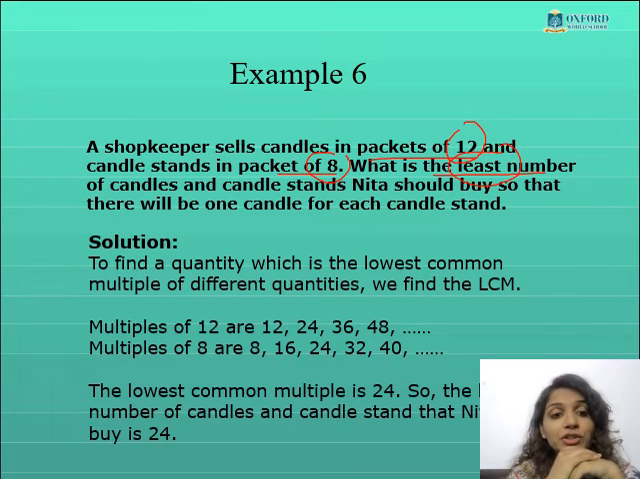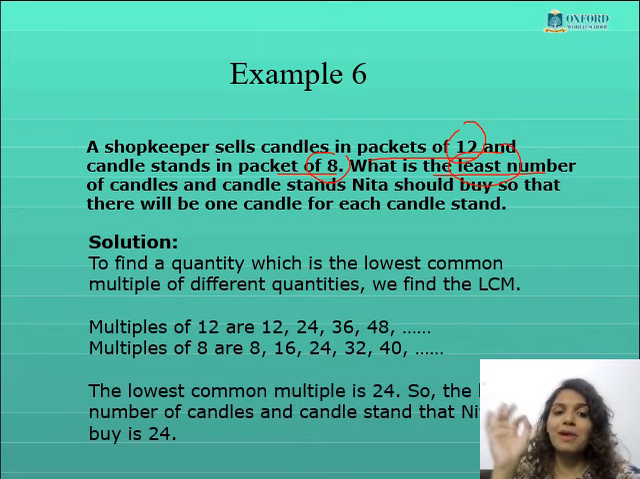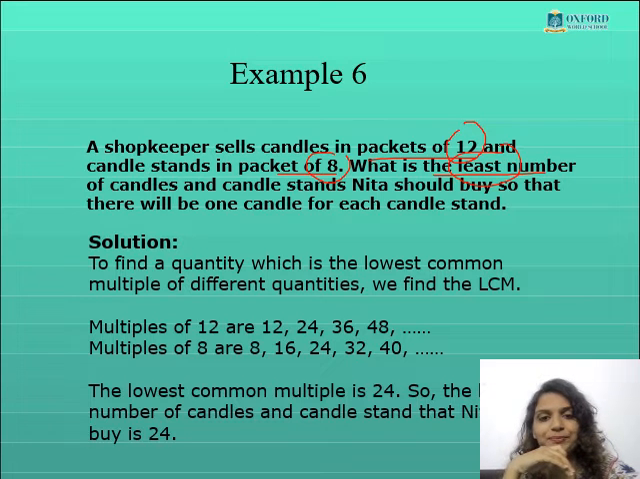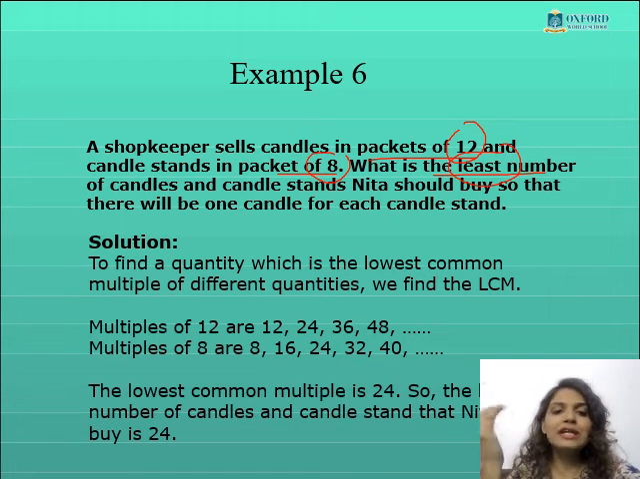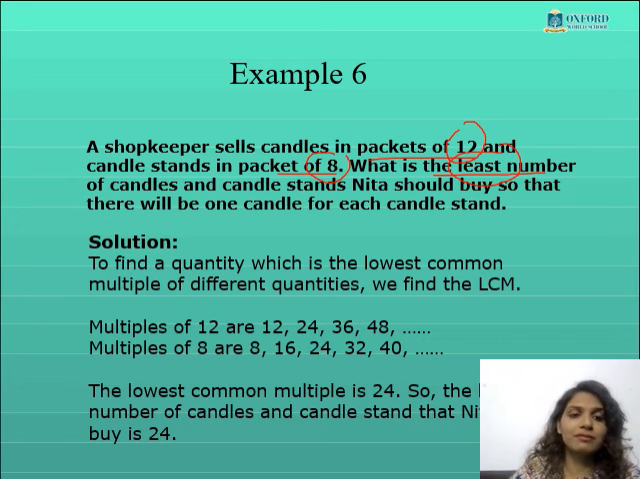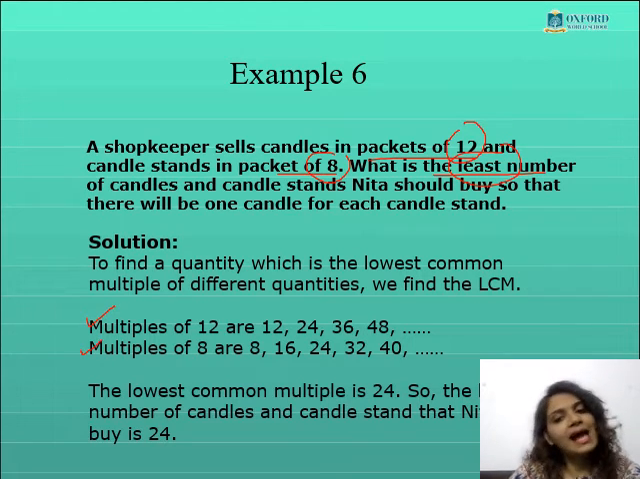Now here's the solution. Well, to find a quantity which is the lowest common multiple of different quantities, we find the LCM. For this, we need to write the multiples of 12, then multiples of 8, and then look out for the common number. So here the common number is 24, and this is the lowest common here. So yes, the answer is 24.